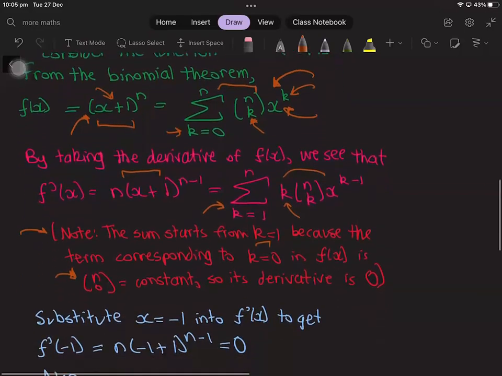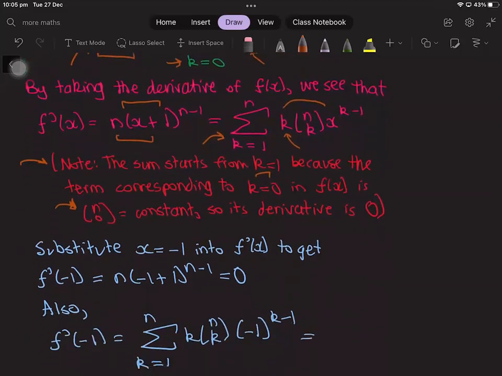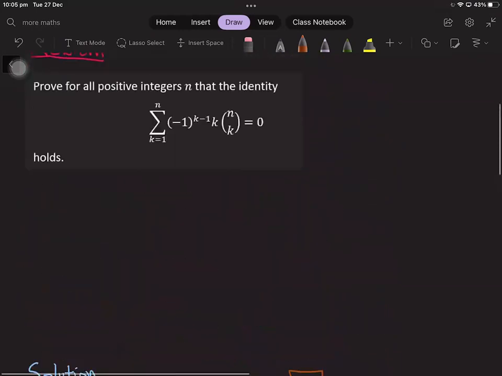Now, the next interesting part is when we substitute x equals minus 1 into both expressions for the derivative. The simple expression we get is when we put -1 here, it just becomes -1 + 1, which is 0. So you get 0 using this expression, but using this expression over here, you get something interesting, because when you put x equals minus 1, you get the sum from k equals 1 to n of k times n choose k times (-1)^(k-1). And in fact, this is the same as this expression over here.